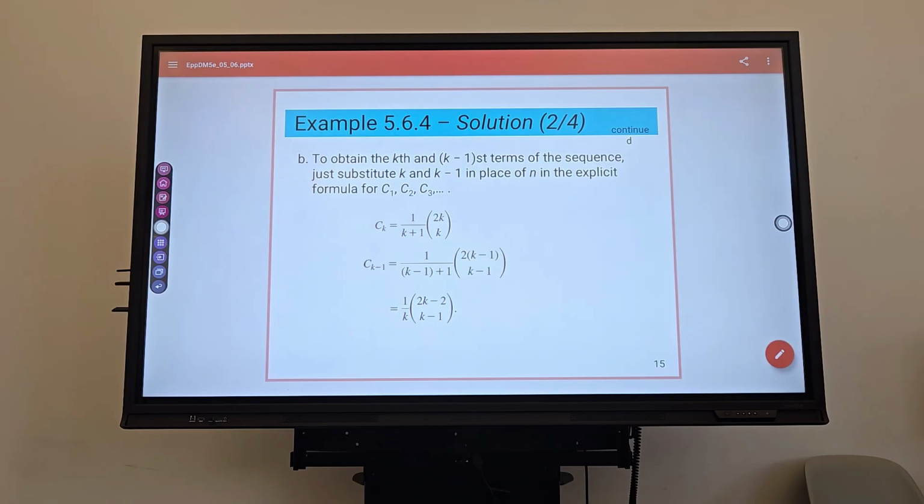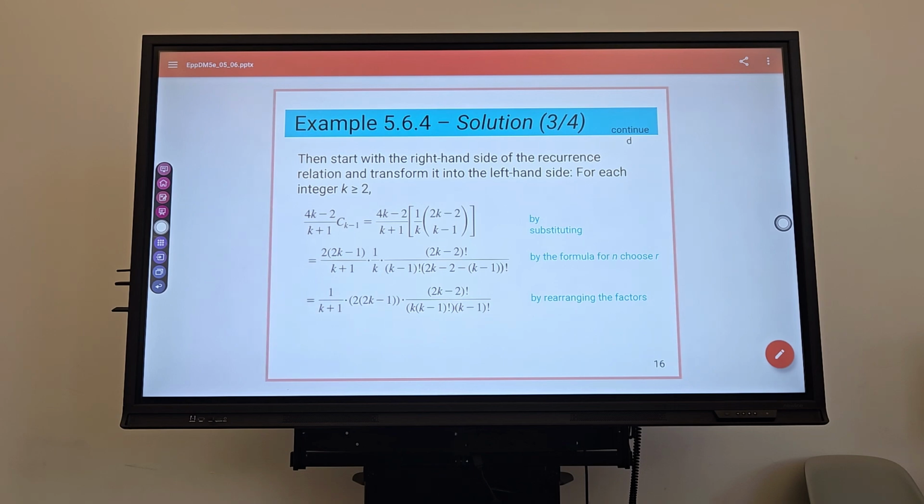C sub k minus 1 is equal to 1 over k times 2k minus 2 choose k minus 1. Then start with the right side of the recurrence relation and transform it into the left side for each integer k greater than or equal to 2. So do a little substitution, and then the formula for n choose r. Rearrange the factors.